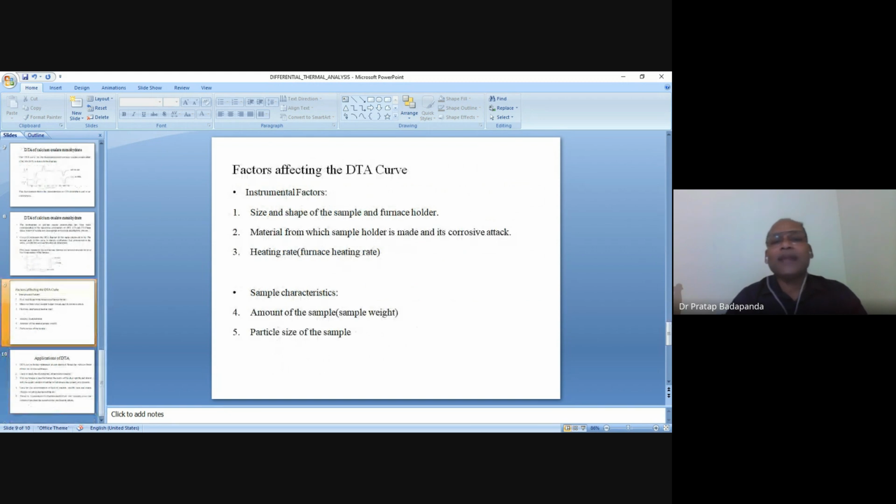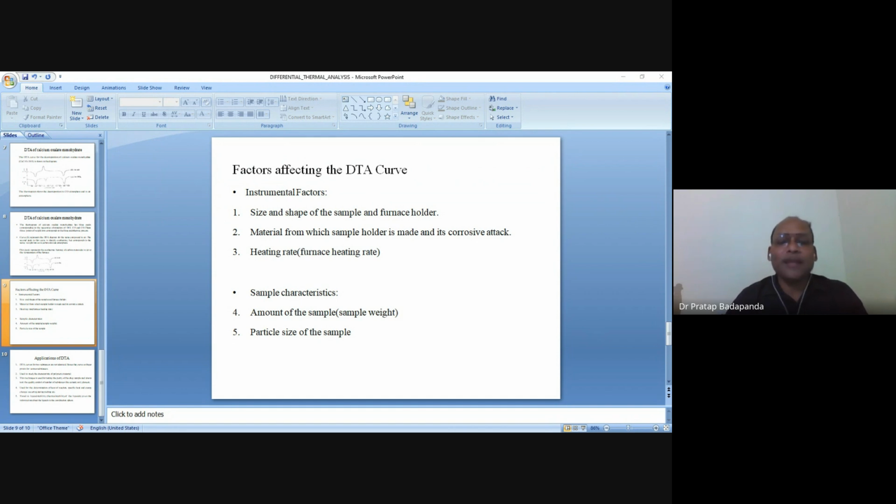Okay. Then, factors affecting the DTA curve, the instrumental factors. Size and shape of the sample and the furnace: the sample size and the furnace holder size are important calculation factors. The material from which the sample holder is made, and its corrosive attack, is also important. Heating rate, the furnace heating rate, is also an instrumental factor.